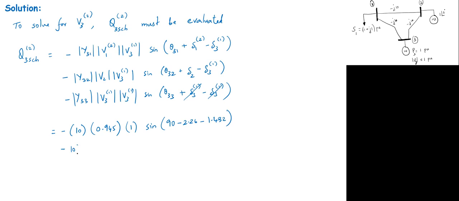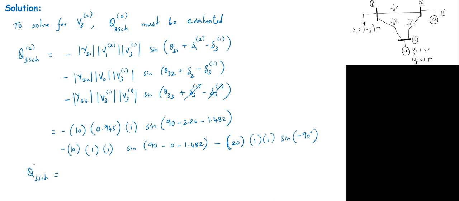Minus 10 multiplied with V2 is 1, V3 is 1, sine theta 32 is 90, minus delta 2 is 0, minus delta 3 is 1.432, minus Y33. So it's 20 magnitude, V3 of 1 is 1. Sine theta 33 is minus 90. And when we simplify that, we get Q3 scheduled for the second iteration to be equal to 0.573 in per unit.